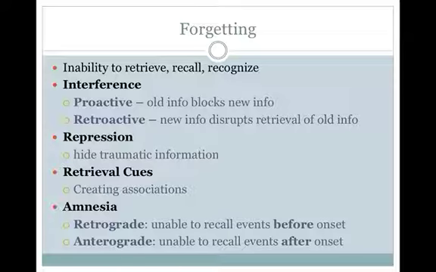Then we have also what we call amnesia. We have retrograde, which is being unable to recall events before onset, and anterograde, which is being unable to recall events after onset.